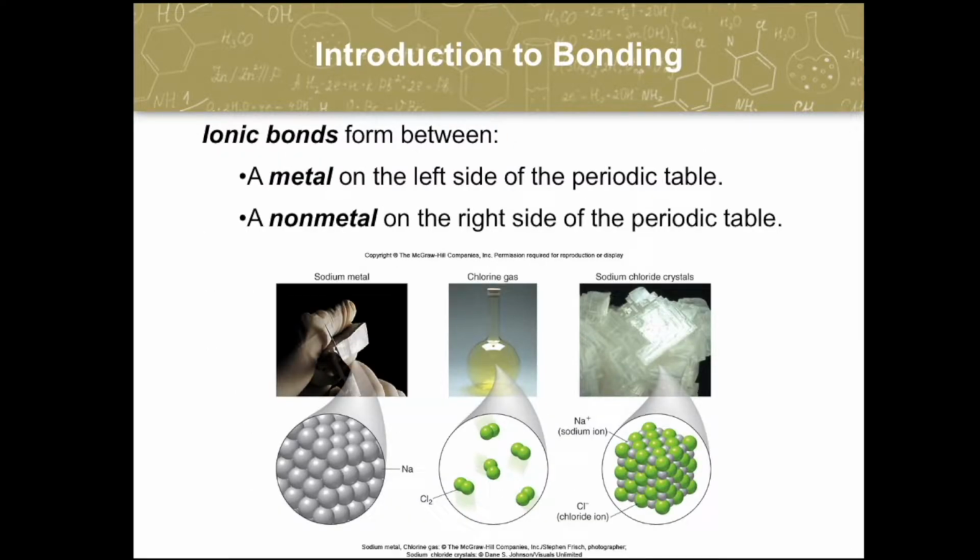For the first type of bond, ionic bonds form between a metal on the left side of the periodic table and a nonmetal on the right side of the periodic table. Remember that in our previous discussions, we write the chemical formula of ionic compounds and we consider their charges and crisscross them to become subscripts. So those are examples of ionic compounds.